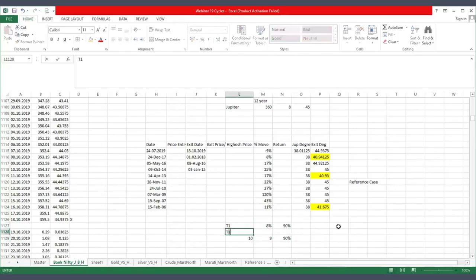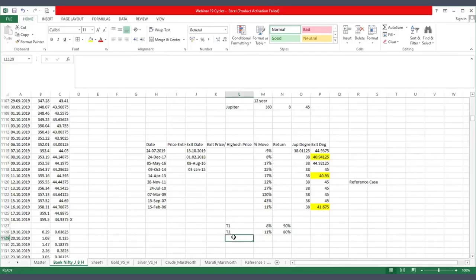Now second target, let's see. What is the next higher number than 8? It is 11. Now 11% becomes my second target, the probability for which is 8 by 10. Why 8 by 10? Because I am not counting the 9% and 8% cases. I am only counting 11% and above cases. So 80% probability of getting 11%.